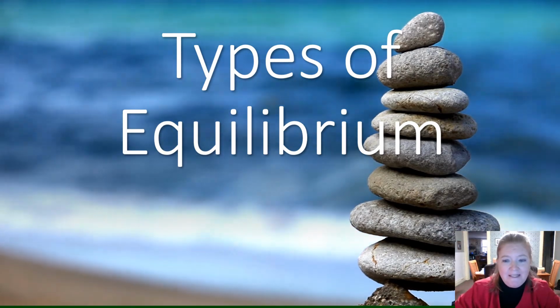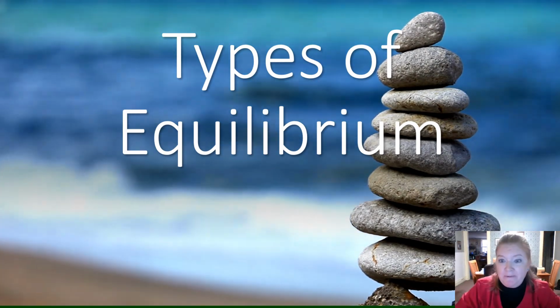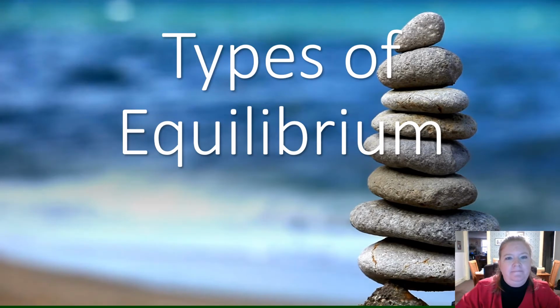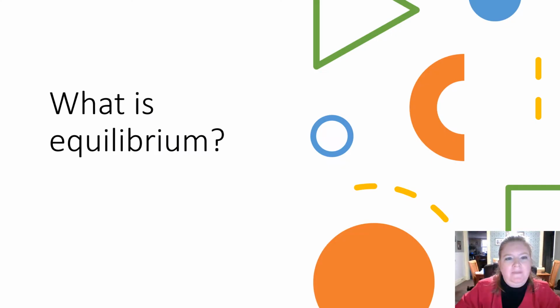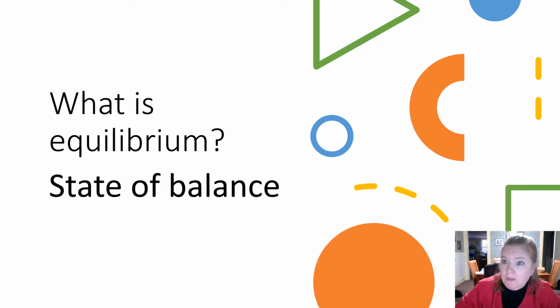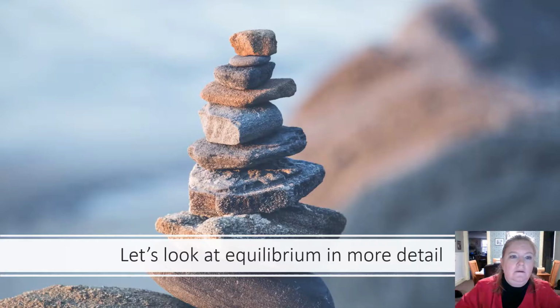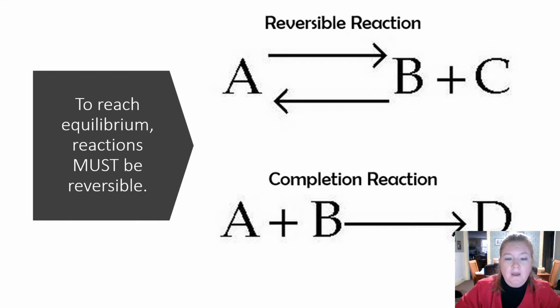All right, we're on to our next topic, types of equilibrium. So what is equilibrium? Well, equilibrium is a state of balance. Let's look at equilibrium in more detail because there are some key features that we're going to need to talk about. Ready? First of all, to reach equilibrium, reactions must be reversible.